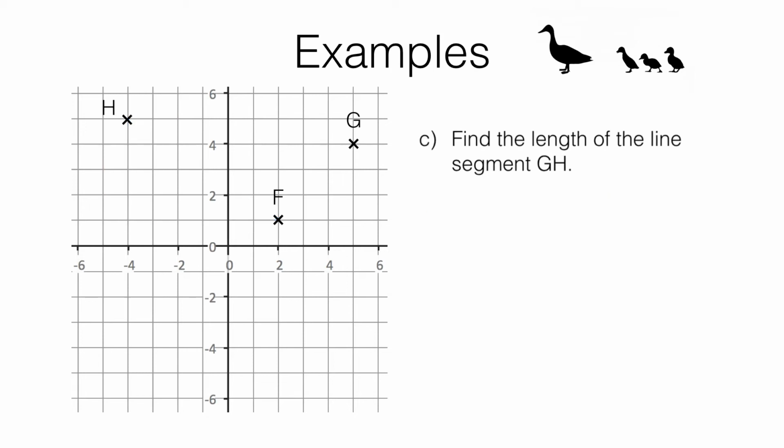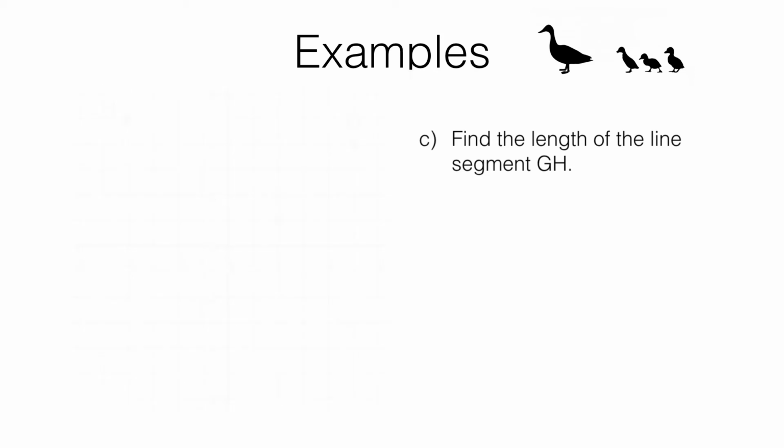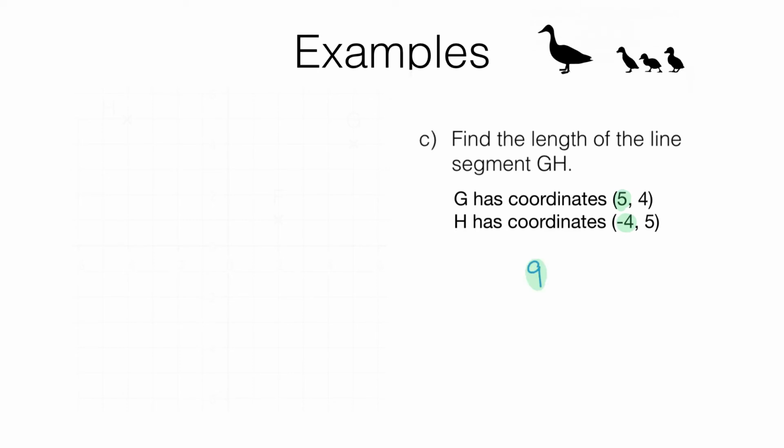Here's the last example. Now, we're going to try and do this without using the diagram. Instead, I'm just going to give you the coordinates of G and H. Right, where do we begin? Let's consider the horizontal distance between G and H. That is the difference between the x coordinates, 5 and -4. The difference between those is 9.